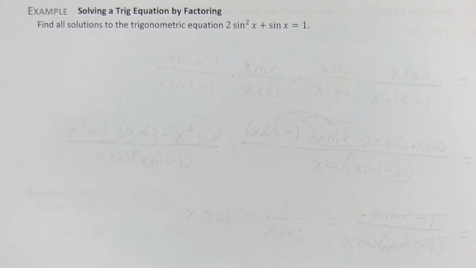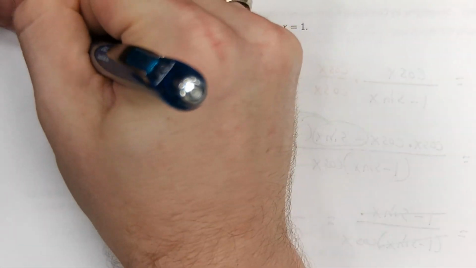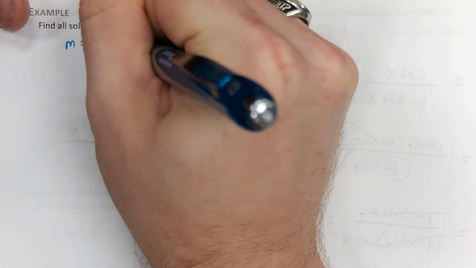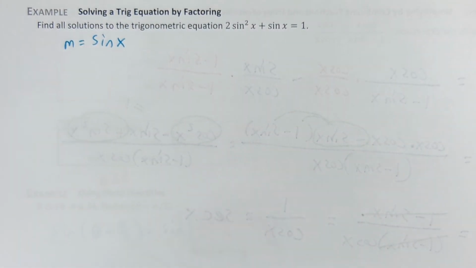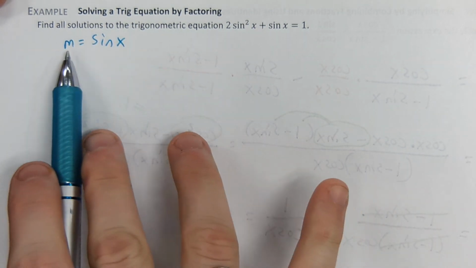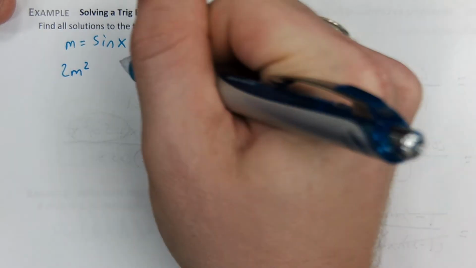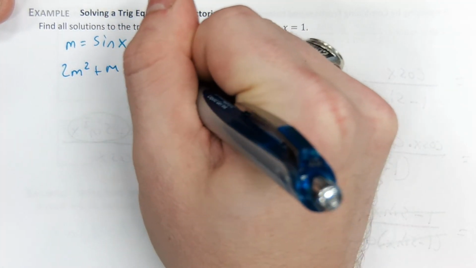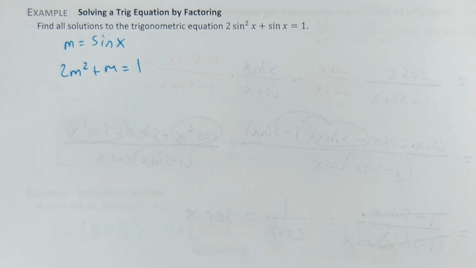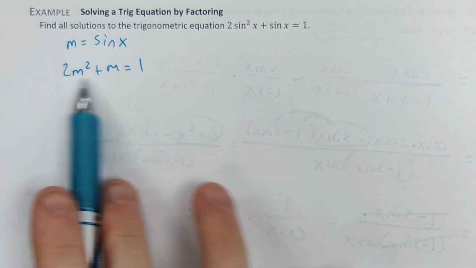I'm going to make your life easy for a moment, and I'm going to say, why don't we say that m equals sine of x. I do believe that this will make this an easier thing to handle if we do it this way. If we replace all of our sine of x's with m's, we get 2m squared plus m equals 1. How would we solve this equation?